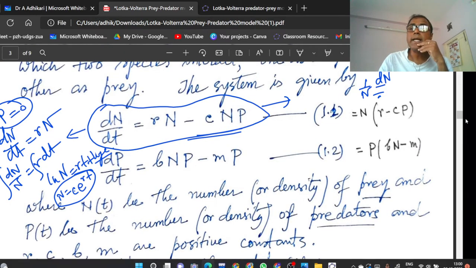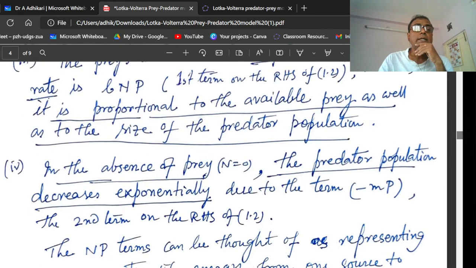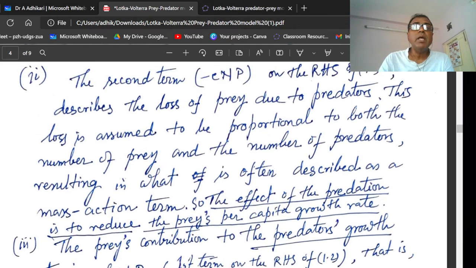So the second assumption of this model is that the effect of predation reduces the prey's per capita growth rate due to the second term, minus CNP, where C is a positive constant.